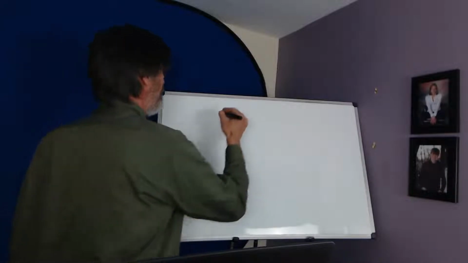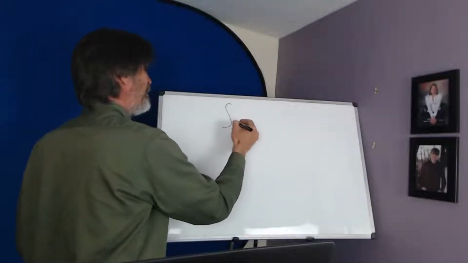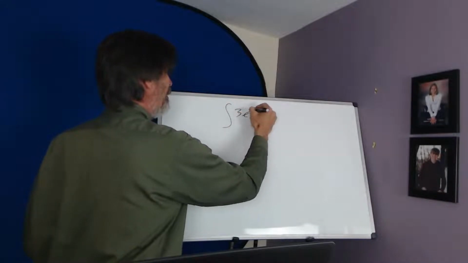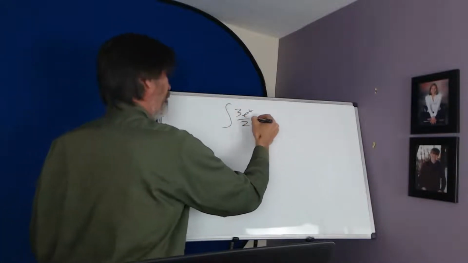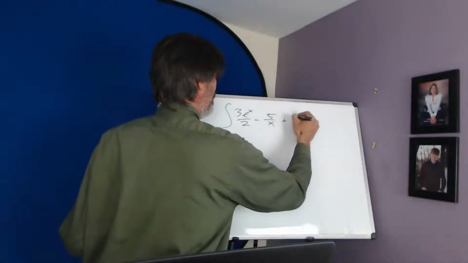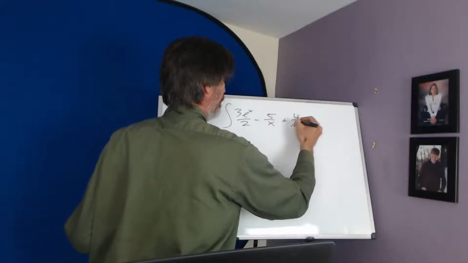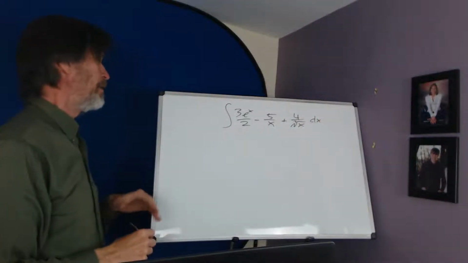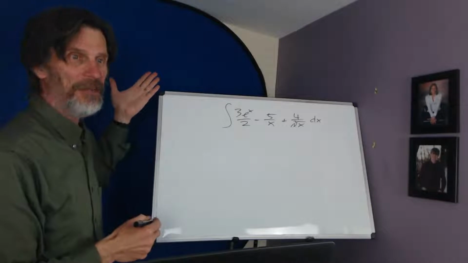So I'll give you a function. It'll have 3 pieces in there. Maybe it'll be the antiderivative. Say 3 e to the x over 2 minus 5 over x plus maybe you say 4 over the cube root of x dx. I think the directions say find the antiderivative.